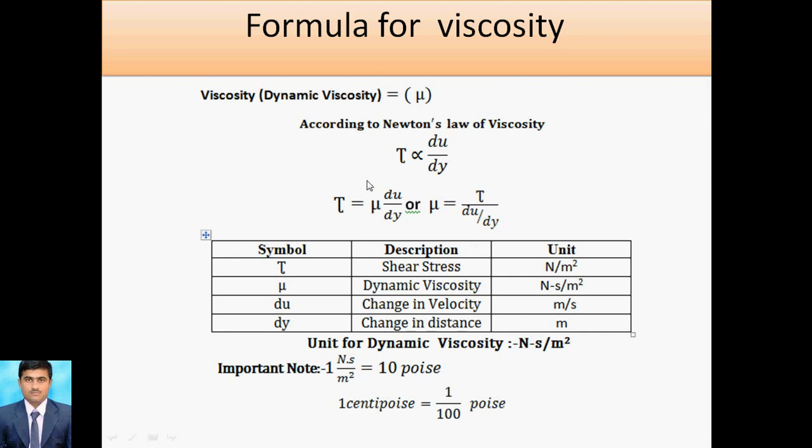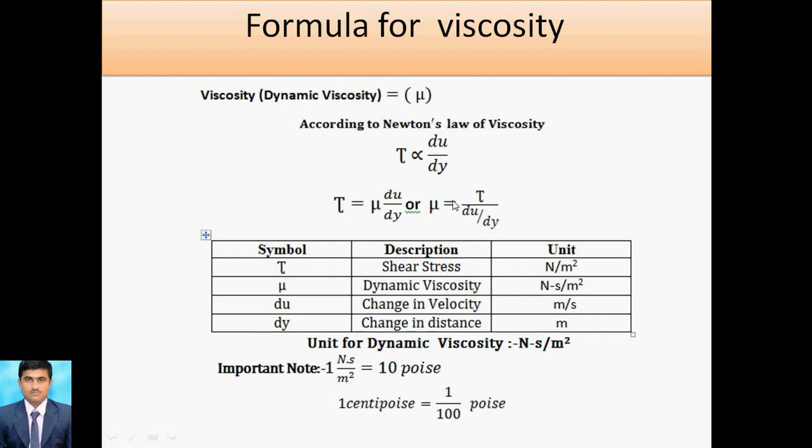Viscosity can be expressed as dynamic viscosity. Whenever we only mention viscosity, we call it dynamic viscosity. According to Newton's law of viscosity, tau is proportional to du by dy. Here we can take tau is equal to mu du by dy. So mu is tau upon du by dy. Mu is the constant of proportionality, or you can say dynamic viscosity, or simply viscosity. This is the formula for finding the viscosity.